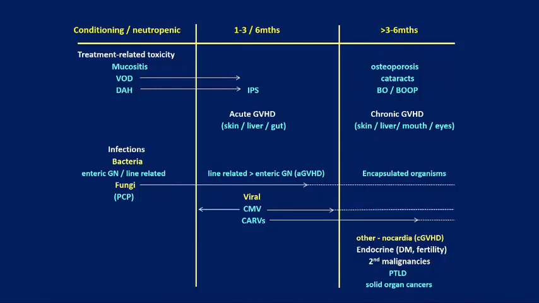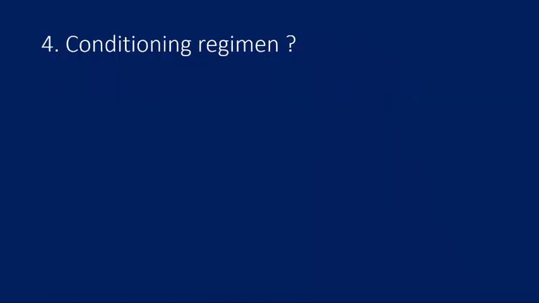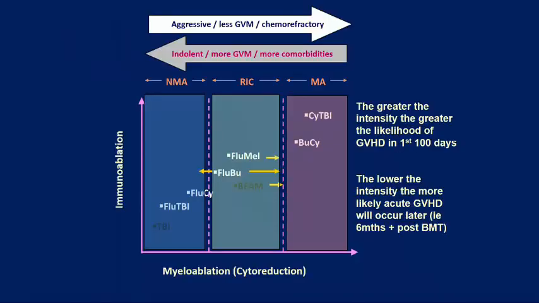So the third question is really when is engraftment anticipated? Is it days versus weeks? And this is merely of prognostic significance when a patient presents with severe sepsis. The fourth question is really what sort of conditioning regimen has the patient had? Whilst this is where it gets complicated with all these letters, TBI, flu TBI, the question that's reasonable to ask is, is it myeloablative or MA, or is it non-myeloablative? And that's the least intensive form to the most intensive form.